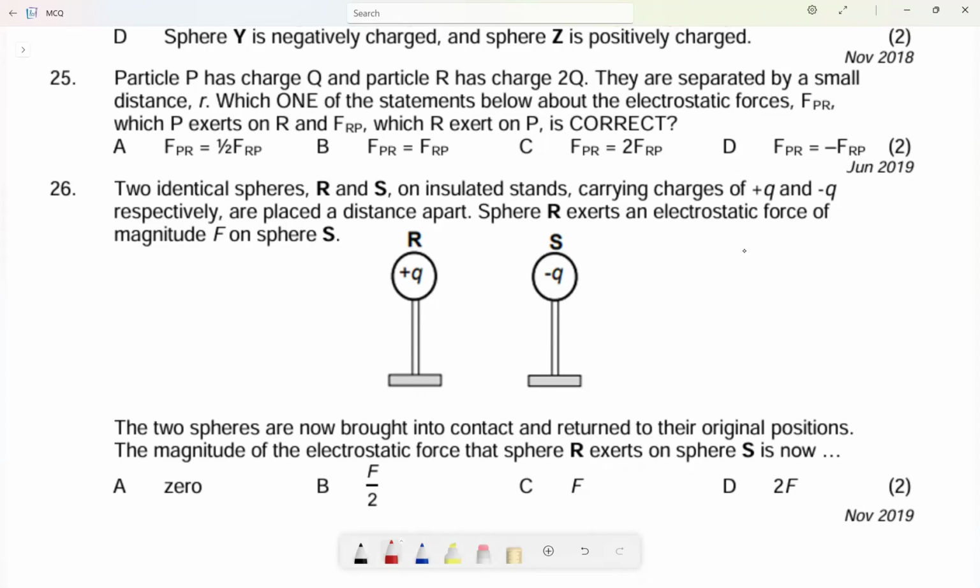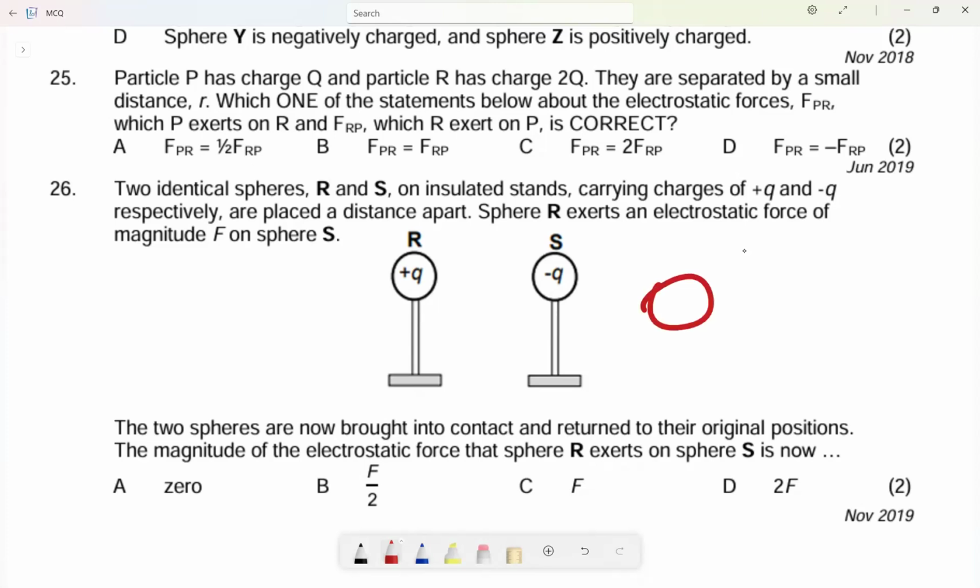Particle P has charge Q and particle R has charge 2Q. They are separated by a small distance R. Which one of the following statements about the electrostatic force FPR, the force that P exerts on R, and FRP, the force that R exerts on P, is correct?